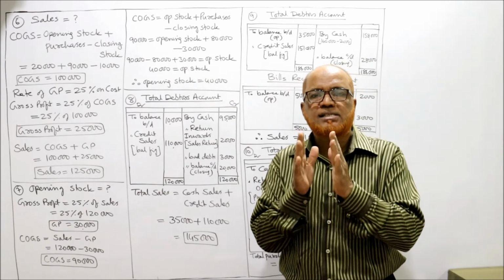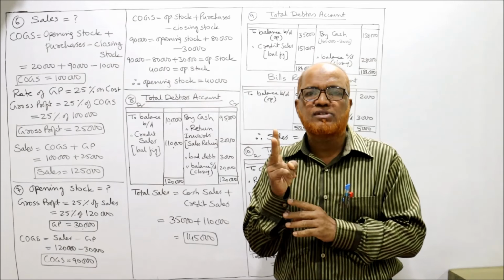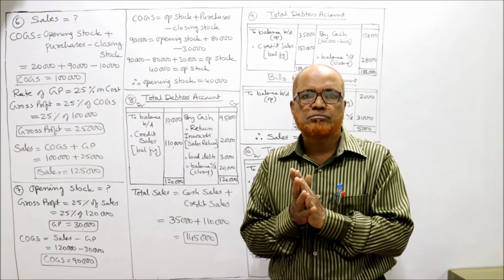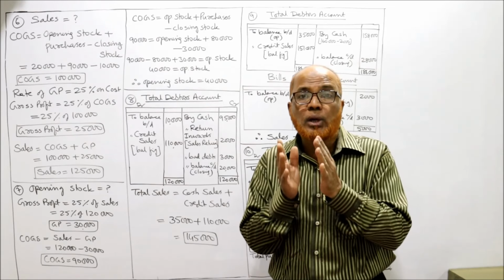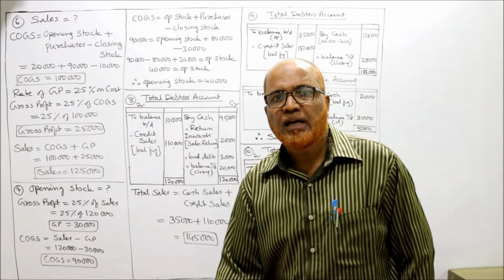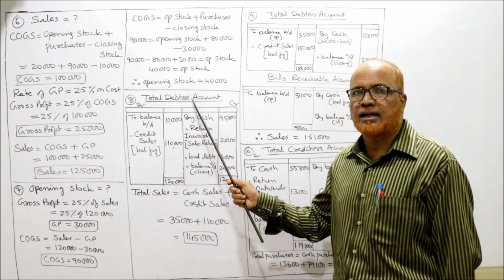See, total sales अगर मालूम करना है तो we need two types of sales, cash sales and credit sales. Cash sales are given in the problem. No worry about cash sales. Only credit sale we have to find out. For credit sale we have to make opening debtors, debtors account, total debtors account.